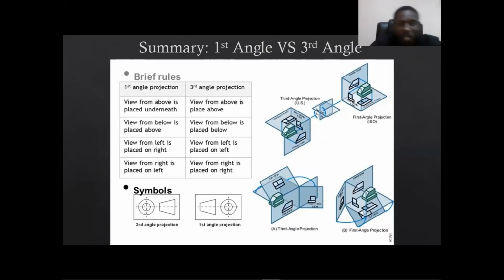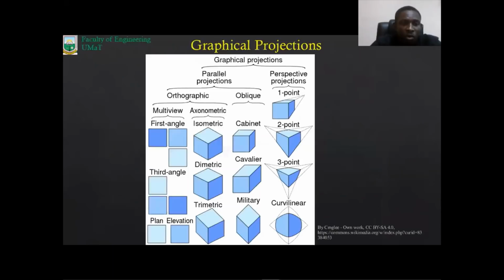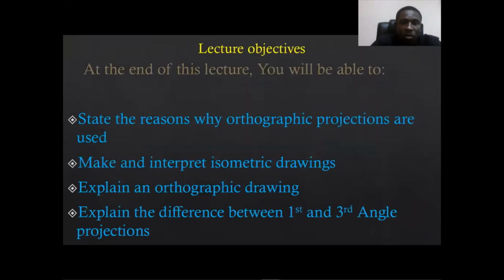So what have we done today? In summary, we've stated the reasons why orthographic projections are necessary, apart from all the other pictorial drawings we have, isometric and orthographic. Okay, and we also took our time to get the explanation for the difference between first and third angle projections.